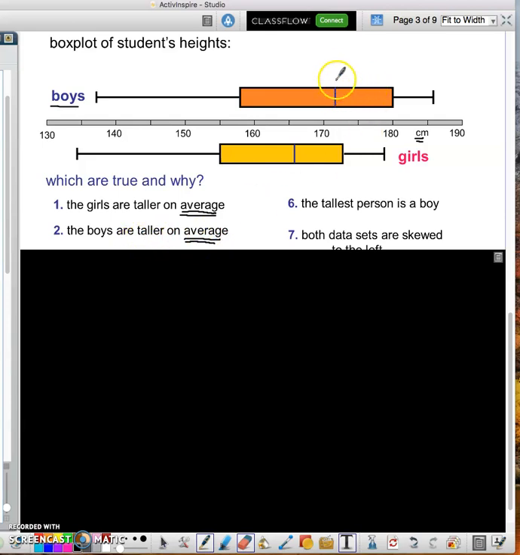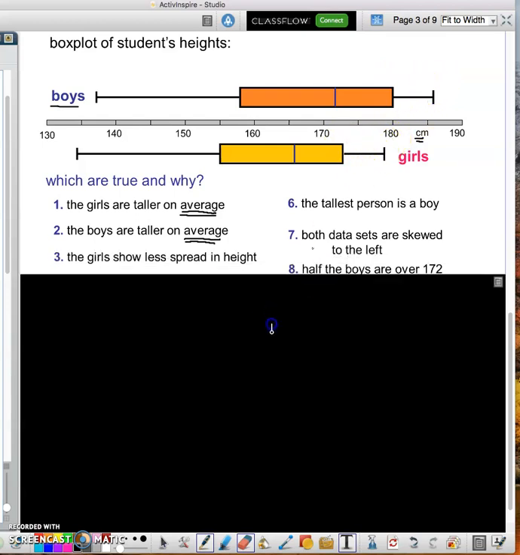The median is greater than the median. Quartile 3 is greater than quartile 3. Maximum is greater than the girls' max. The girls show less spread in height. Well, spread is the range. What's their range from here to here versus from here to here? Now, without calculating, they look like their range is pretty equal. I would say the boys are a little bit more spread.